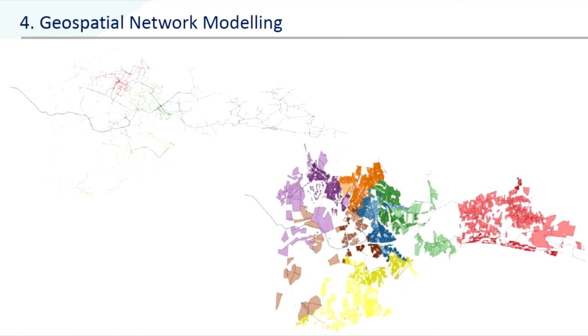And then this is the same network. On the top left, you'll see the conductor network. So these are the overhead lines and the underground cables. They are colored according to the substation zones. So every different color represents the supply area of a different substation.